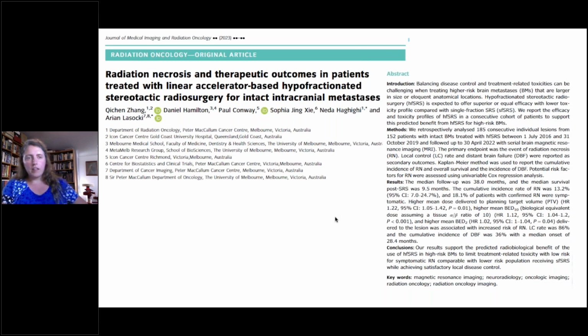Now, one way to do this, I've chosen to take a look at one of the articles that was published in JMIRO recently. This is one particular article that was presented, and it's dealing with radionecrosis and therapeutic outcomes in patients treated with radiosurgery. I won't go through all of the details, but you can see here in the abstract, we do have a nice list of some of the statistical methods included and some of the results presented in a number of sentences.